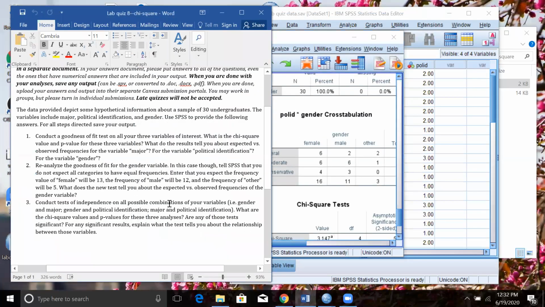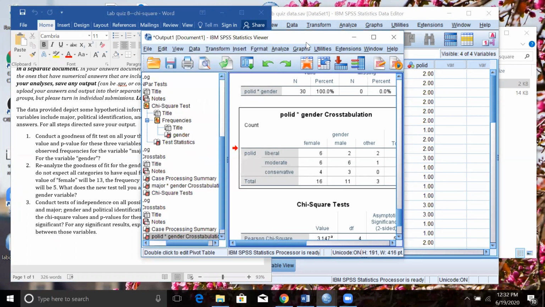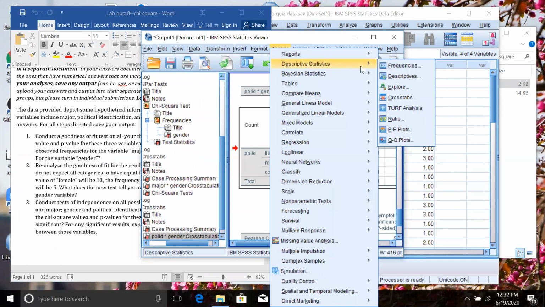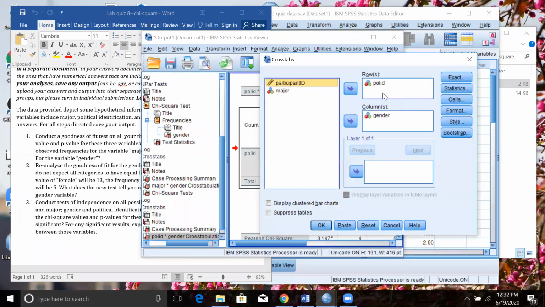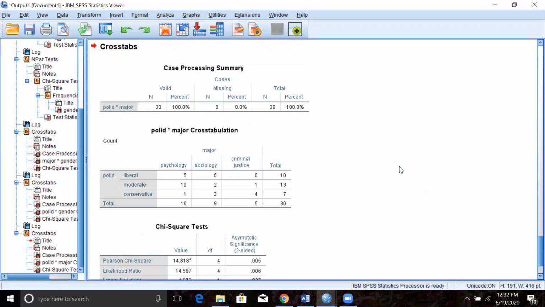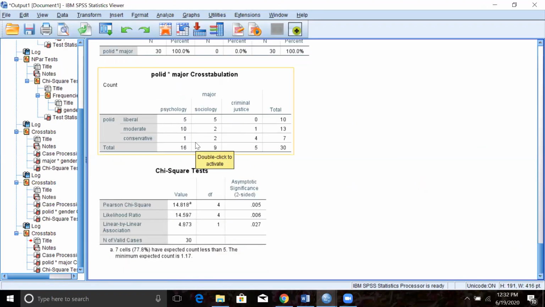Okay, then lastly, between major and political identification. All right, so once again, we have our cross-tabulated data and our chi-square test. This one, on the other hand, we can see that the obtained chi-square is much higher at 14.818 with a quite small p-value of 0.005. So that's less than 0.05, so that's a significant two-way chi-square.